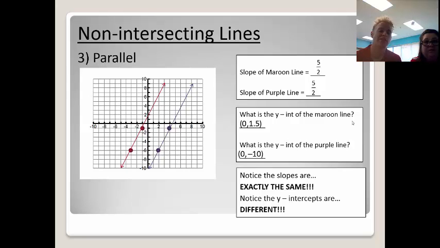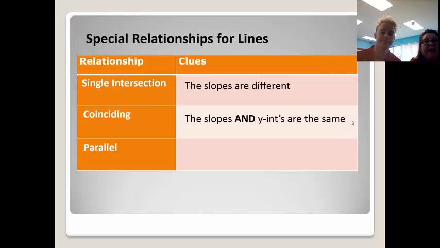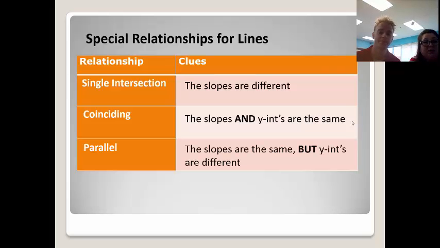So what we see here is that just like coinciding lines, parallel lines' slopes are exactly the same, but what makes them different is that the y-intercepts are different. So we've now looked at some qualities of our three relationships of lines. Let's sum it up here in a table. For our single intersection, we're going to have different slopes. For our coinciding lines, we'll have same slope and same y-intercept. And for our parallel lines, slopes are the same, but the y-intercepts are going to be different.